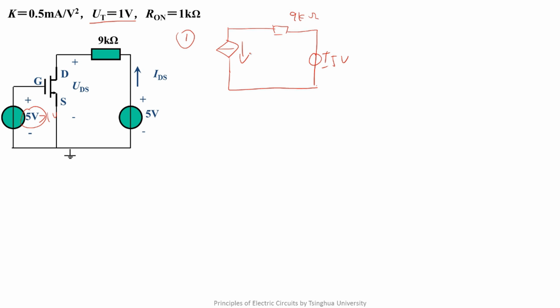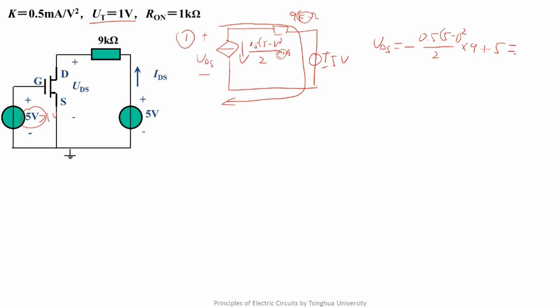The parameter of the voltage-controlled current source is 0.5 times (5 minus 1) squared over 2 milliampere. This is the voltage UDS. According to the KVL, UDS equals minus 0.5 times (5 minus 1) squared over 2 times 9 plus 5. In which the milliampere is cancelled by the kilo ohms. It equals minus 31 volts. Let's verify it. When UDS is greater than UGS minus UT, it is true. Here it is minus 31. It is 5 minus 1. So it is false. Our assumption is false.